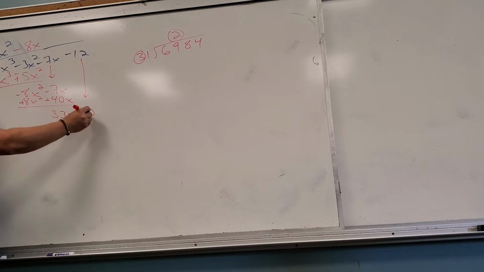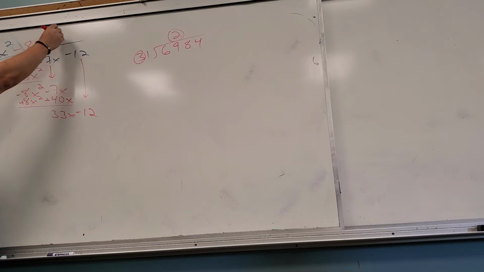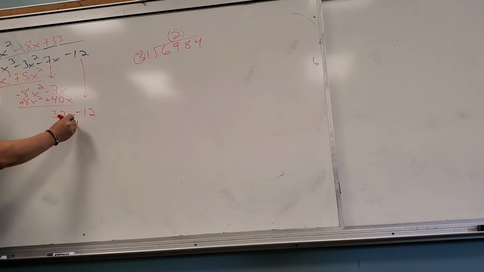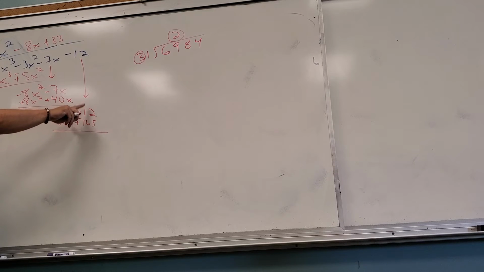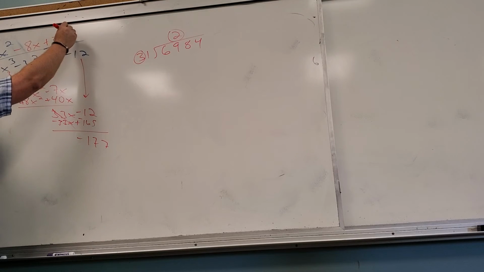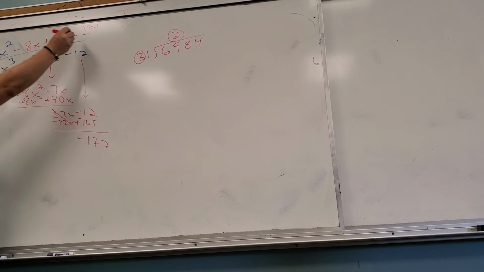Minus 12. x times what is 33x? 33. That's crazy. 33 times x is 33x. 33 times 5, 165. Then I subtract. Change the signs. These cancel like they should. Negative 177. So how do I write that up here? Minus 177 over x plus 5. Exactly the same thing we do with numbers. It's like the remainder term.